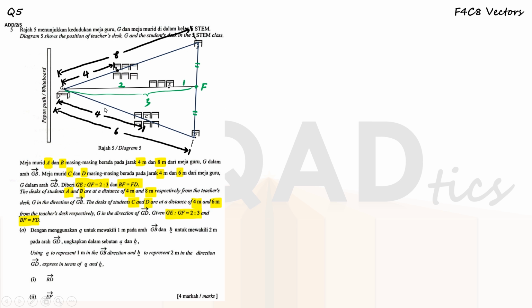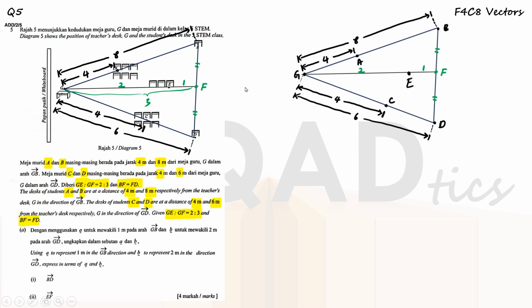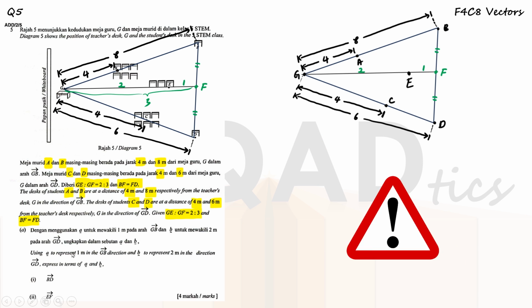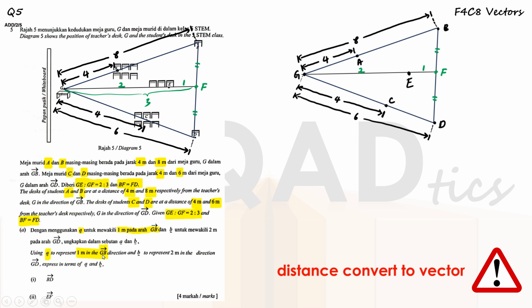So now I will duplicate this diagram here so we can solve this question easily, right? So for part A, it says that vector A represents 1 meter in the direction of GB, right? So let's look at the line GB. Okay, so the 4 and 8 I can convert it into vector, right? In the direction of GB, 4 will become 4A, 8 will become 8A, because 1 meter represents 1 vector. And for B, vector B represents 2 meters in the direction of GD, right? So this 4 and 6 I can convert to 2B and 3B respectively.